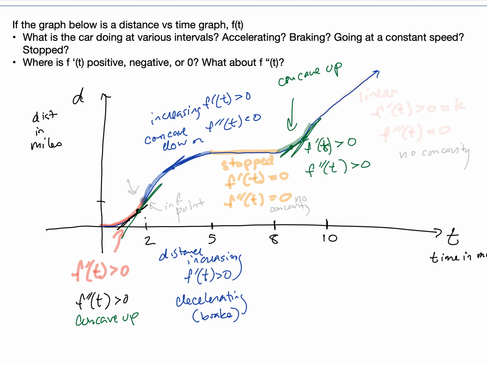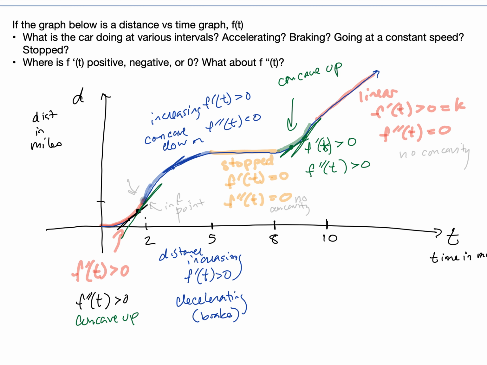And then over this last interval, it's a little hard to tell exactly what's going on, but I would say that we're going at a constant speed. It looks like this is linear. That means that f prime of t is greater than 0, but it's some constant k. And f double prime of t then is equal to 0. It's neither accelerating nor decelerating. We're just going at a constant speed.